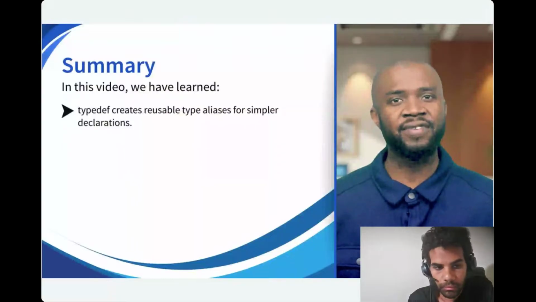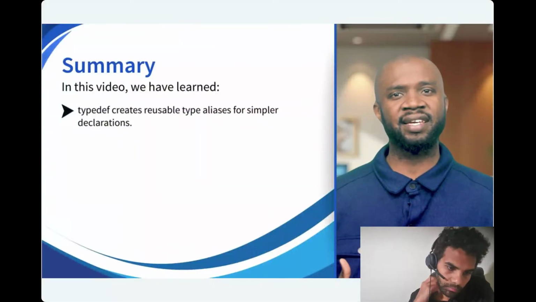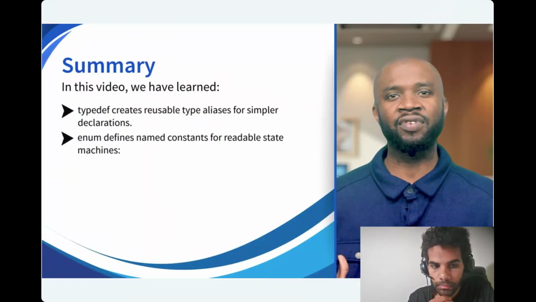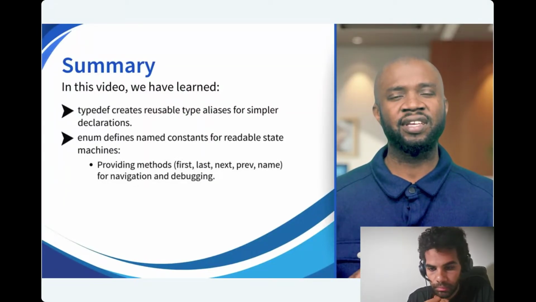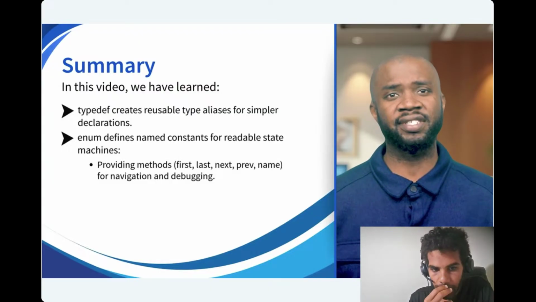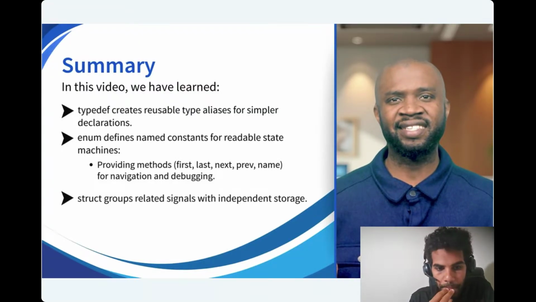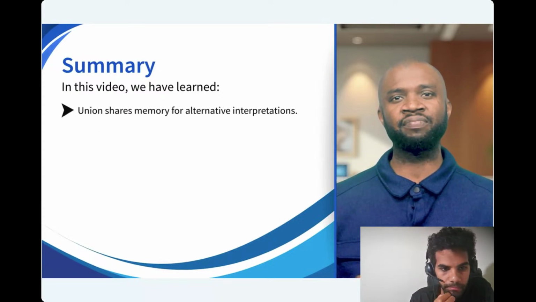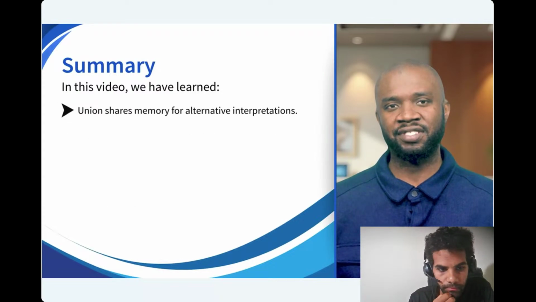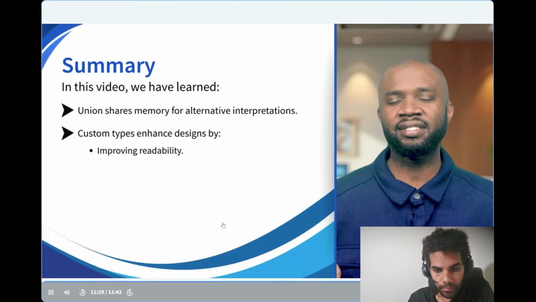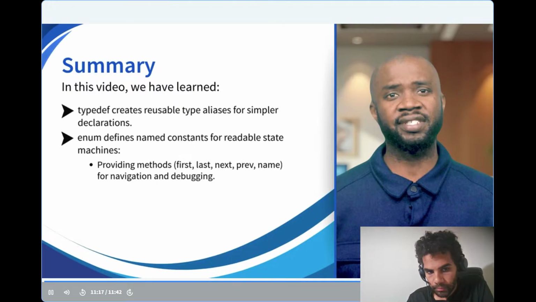Typedefs create reusable type aliases for simple declarations. Enums define named constants, ideal for readable state machines, with methods first, last, next, previous, and name for navigation and debugging. Struct groups related signals with independent storage, while union shares memory for alternative interpretations. So these custom types enhance readability and reduce errors and debugging.